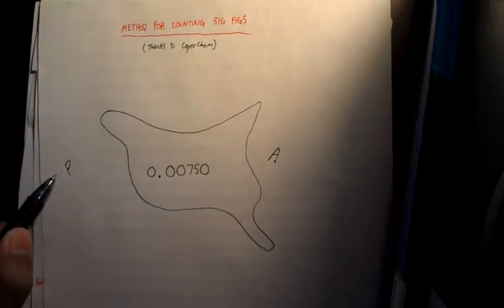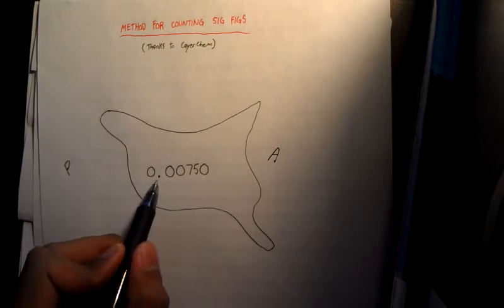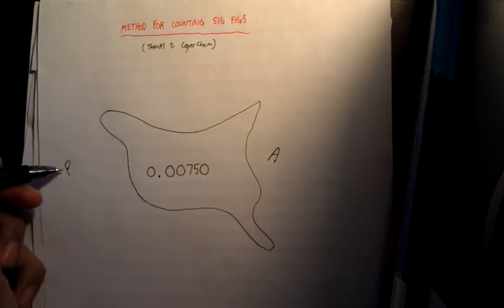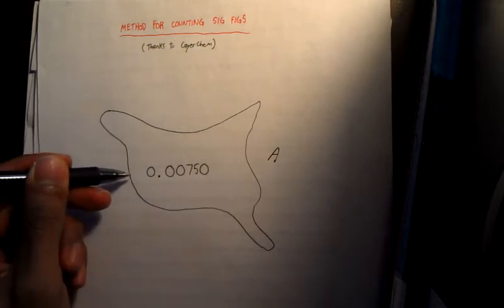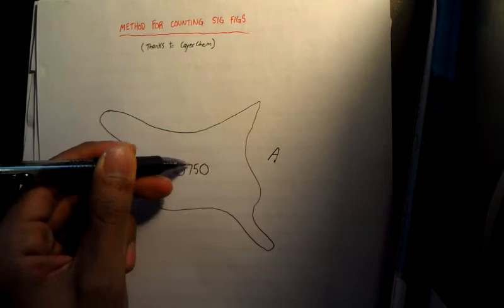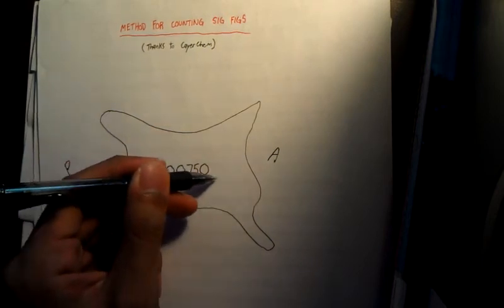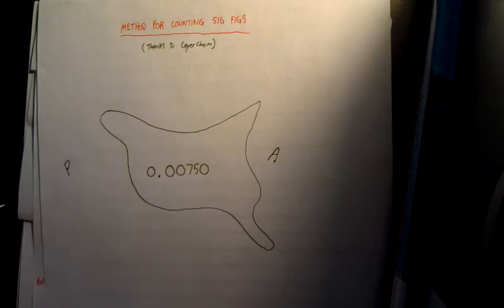What this method is: if there's a decimal present, then you're going to come from the Pacific and cross out all the zeros until you hit an actual number. And then from then on, that's how many significant figures you have.